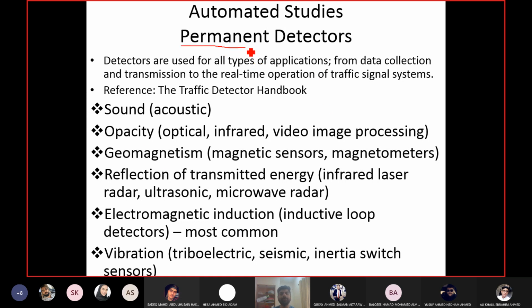So in semi-automated, we are using portable detectors. In automated, we are using permanent detectors. So permanent means what? You will place the counter on the road in a way that you cannot remove it whenever you want. So for example, if the detector is below the surface of the road, okay, then obviously you cannot just dig the road whenever you want to get the counter, right? So the counter is permanently placed there.